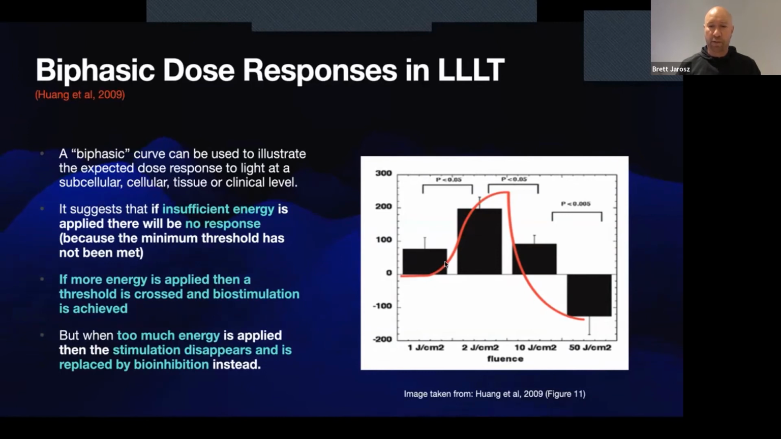So we can see, obviously, this is starting to come up. We're getting enough energy into the cells. It's talking about 1 joule per centimeter squared down here, then 2, then 10, etc.